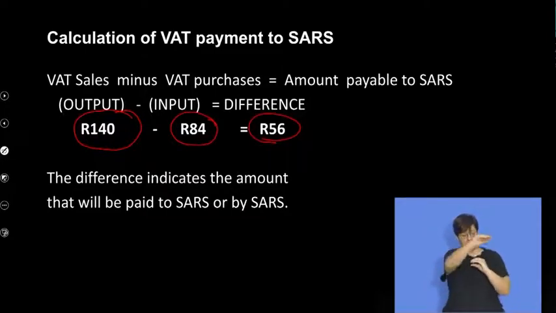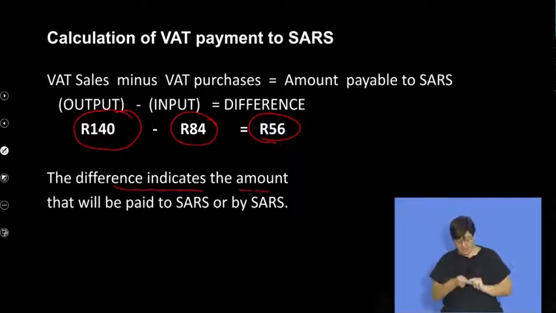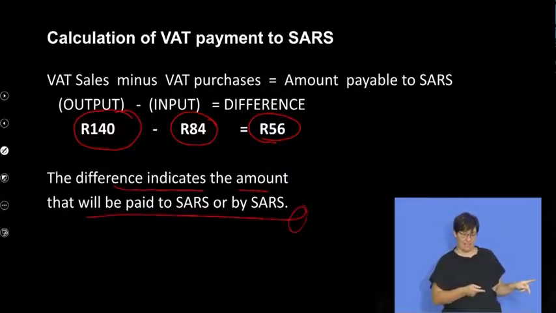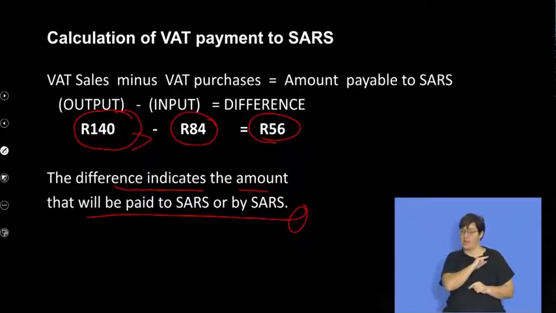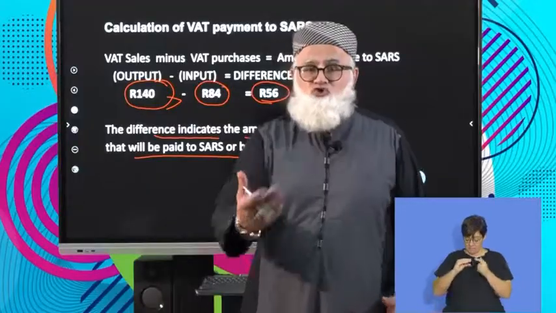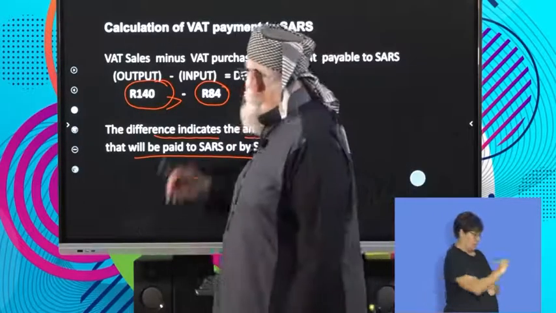The difference indicates the amount that will be paid to SARS or by SARS. In this case here, because your output is greater than your input, it means you have collected more than what you can claim back. You owe SARS, in this case here, 56 Rand.